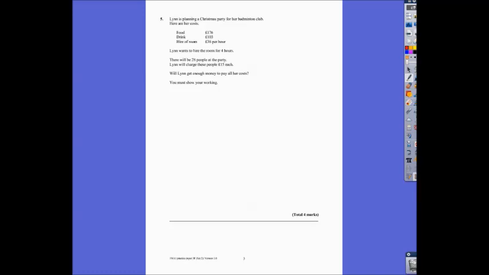Question 5. Lynn is planning a Christmas party for a badminton club. Here are her costs. So food is £176, drink is £103, and the hire of the room is £36 per hour. Lynn wants to hire the room for 4 hours. There will be 28 people at the party, each paying £15 each. Will Lynn get enough money to cover her costs?